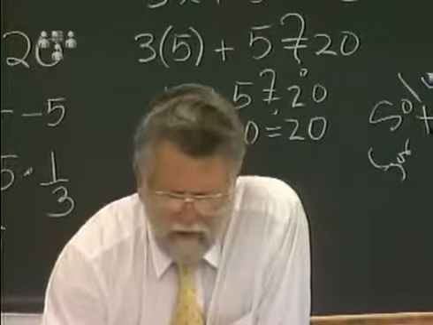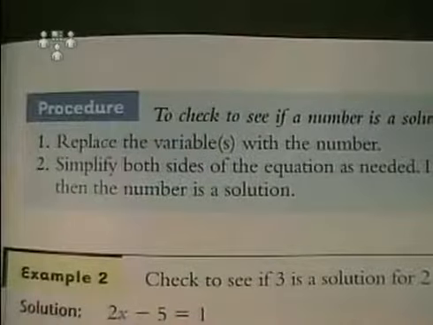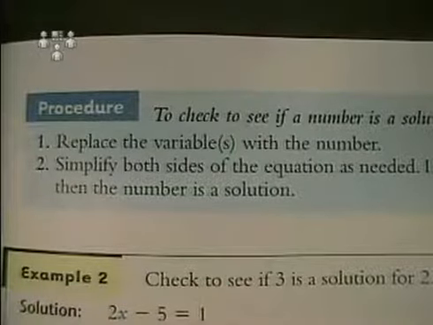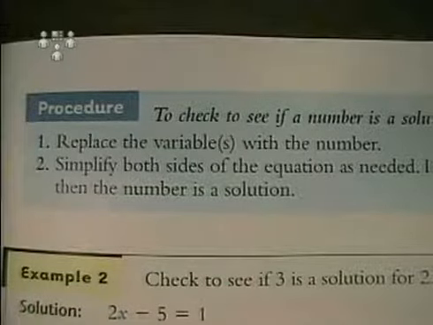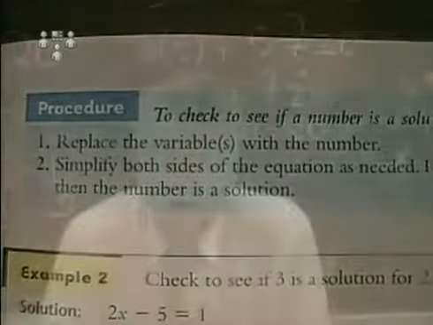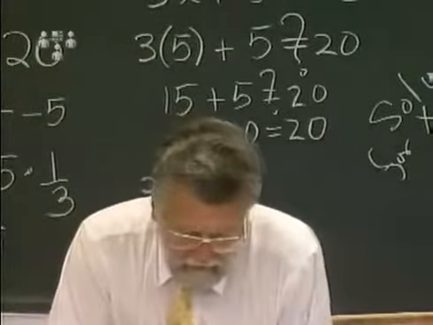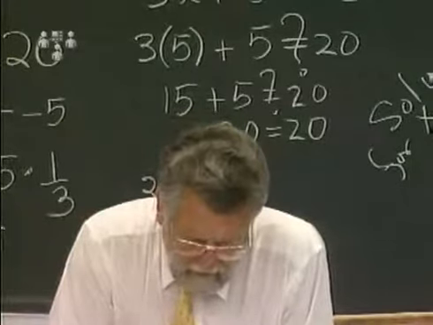Procedure, that's about all there is to this, and we need to go further than that. But the procedure at the top of 239: replace the variable with the number. What's another phrase for replace the variable? Substitute. Then simplify both sides and see if you get the same number on each side. Okay, enough said with that. Anything else that we need to look at here?